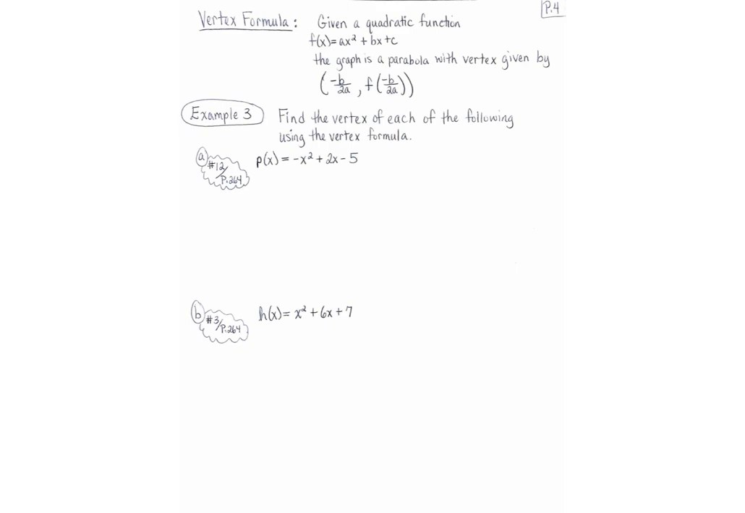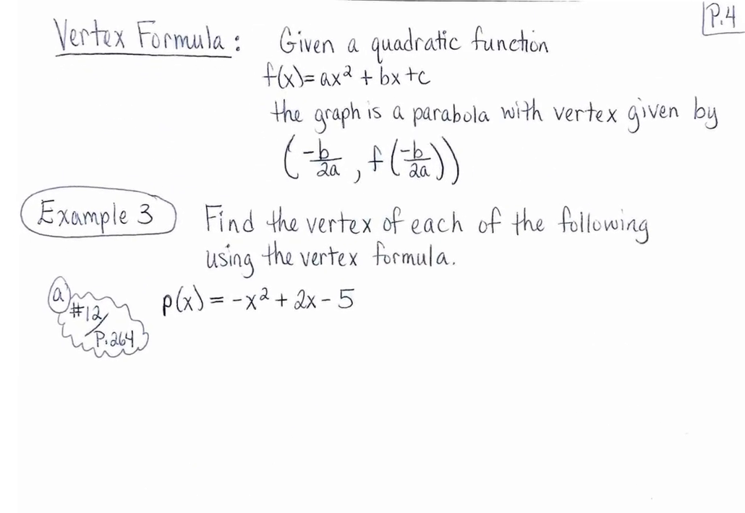So, given a quadratic function, f of x equals ax squared plus bx plus c, the graph is a parabola with vertex given by this formula. That's what we just discussed on the previous page. So, example 3, we'll do part A. Part B you can do on your own. Part A says p of x is equal to negative x squared plus 2x minus 5. Use the vertex formula to find your vertex. What is your approach?